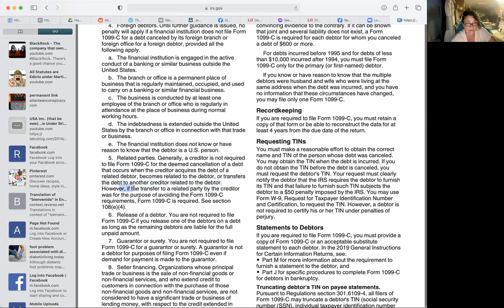However, if the transfer to a related party by the creditor was for the purpose of avoiding the Form 1099-C requirements, Form 1099-C is required. What the heck are they talking about? Release of a debtor. You are not required to file Form 1099-C if you release one of the debtors on a debt, as long as the remaining debtors are liable for the full unpaid amount.